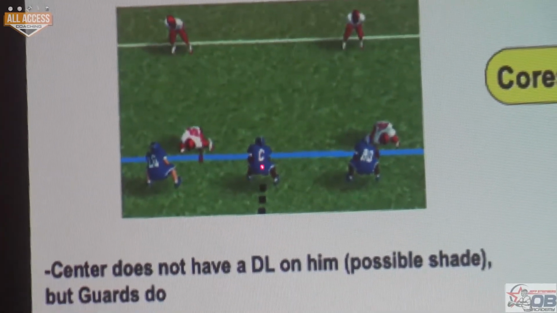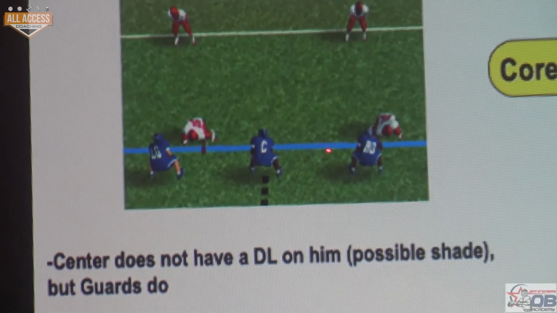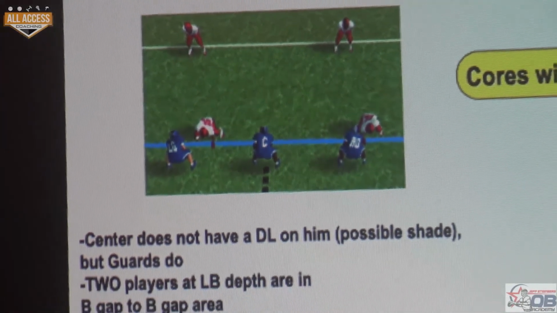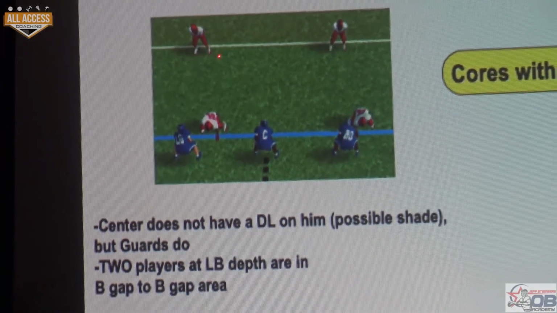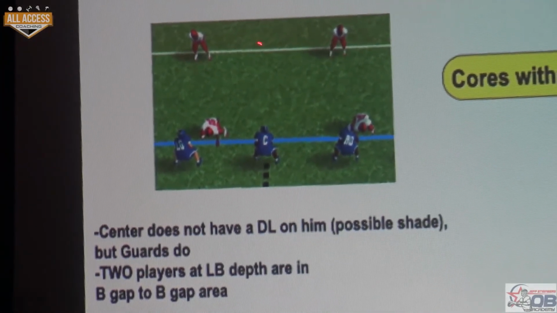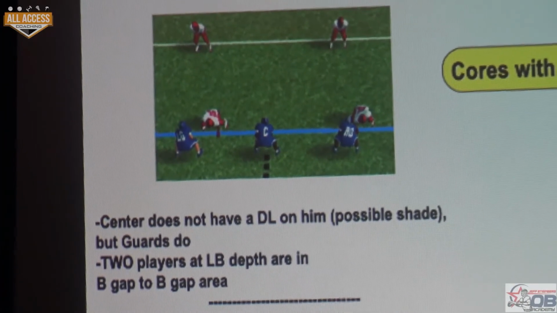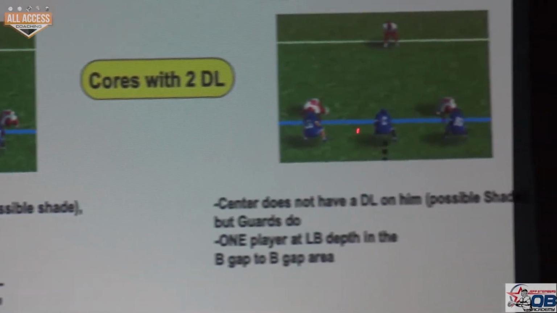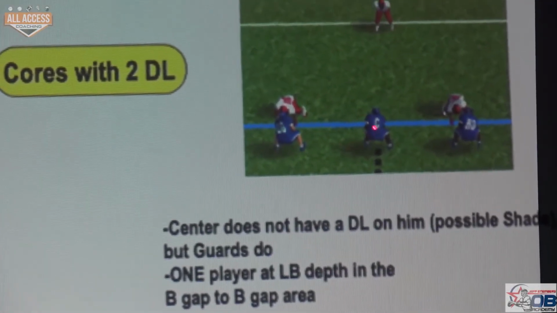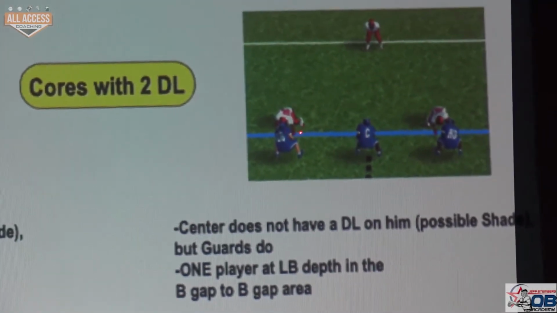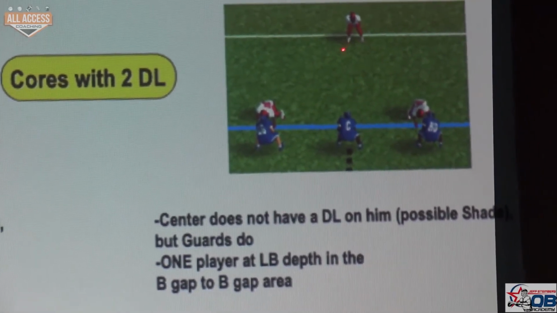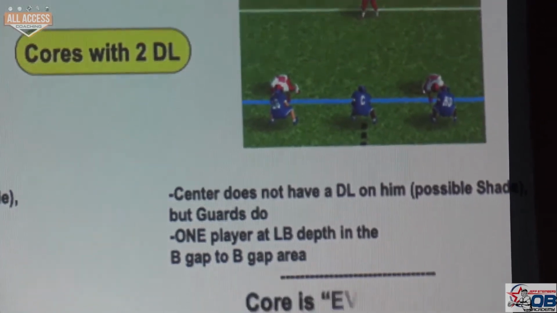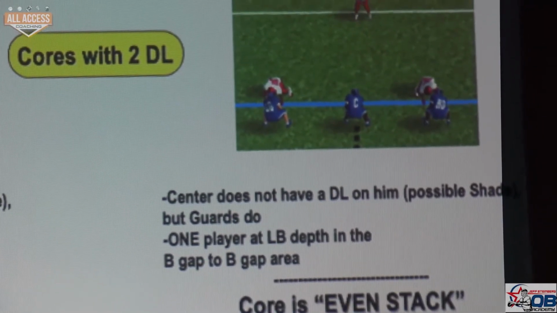Otherwise, the center is going to be uncovered and both guards wind up being covered by some sort of defensive lineman, okay? And then there's going to be 2 players at linebacker depth, and they're in the B gap to B gap area. Okay, so we would call that core even. Then on the right, the center doesn't have a D lineman on him, or he's possibly shaded, similar to the other one. And now there's only 1 player at linebacker depth, and he's in the B gap to B gap area. So we would call that an even stack.